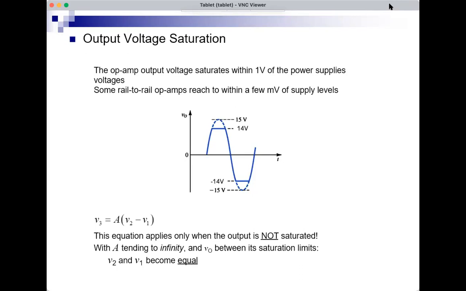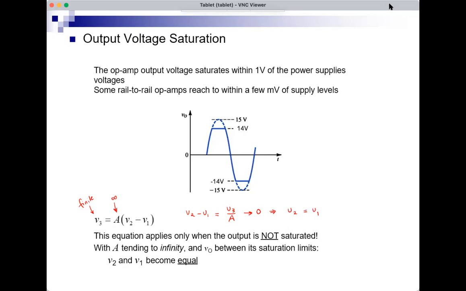And if the output is not saturated, it's between the supply levels, then it's finite. And if A is infinite, so this is finite, this is ideally infinite, what does this imply? This implies that V2 minus V1 is some finite number, which is the output voltage, divided by infinity. So V3 over A, and this will go to 0, which means that V2 is equal to V1.